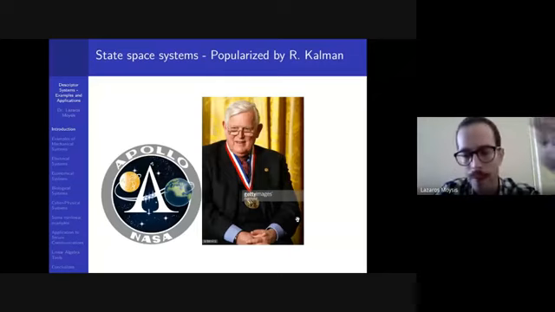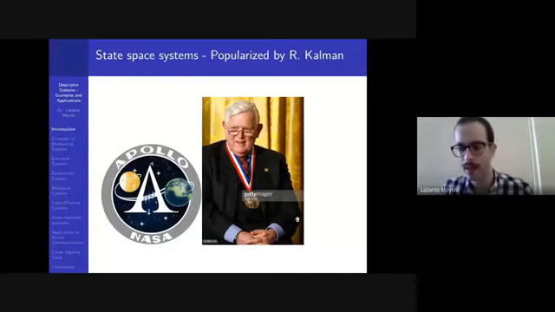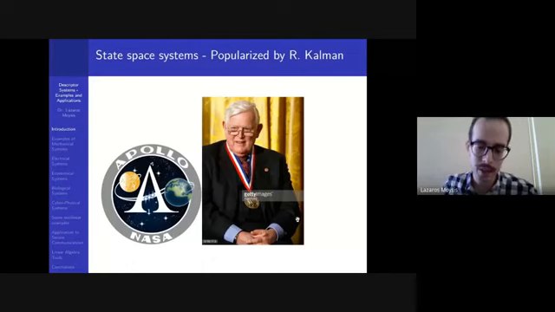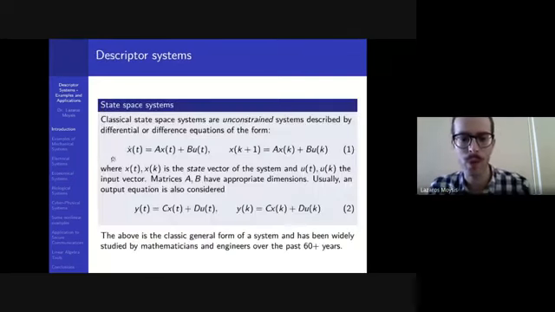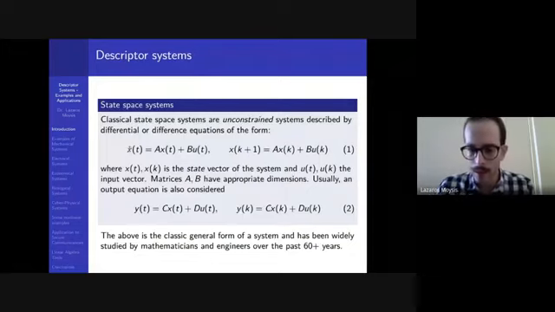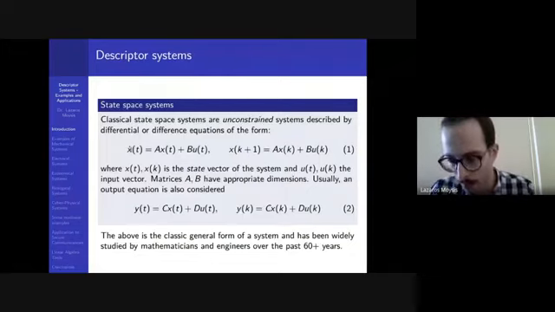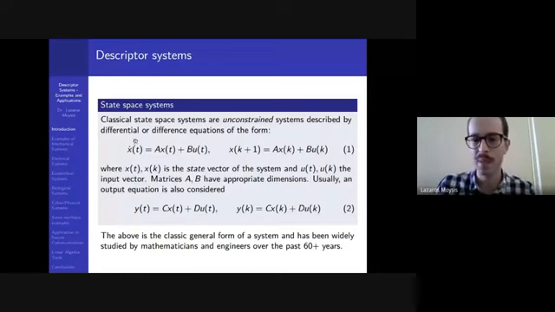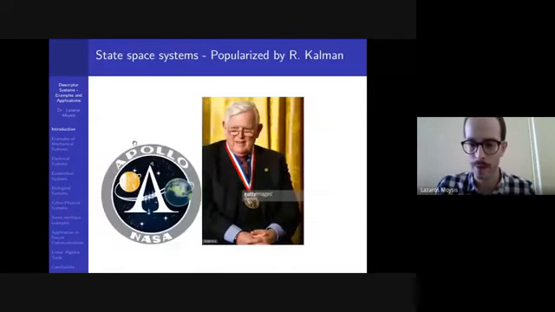And he was one of the main researchers in the Apollo project. So when the USA sent people to the moon, one of the main researchers for the project was Rudolf Kalman. And he was the one to popularize state space systems, which are nothing more than simple sets of differential equations. And they can be extensively studied through linear algebra. So these are classic state space systems. They have been around for a lot of years.